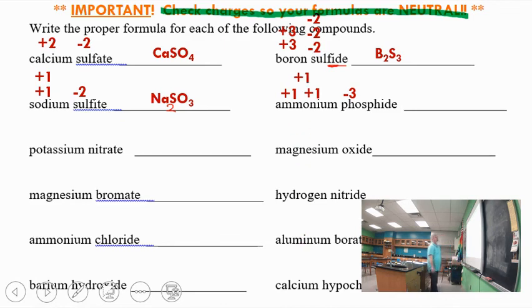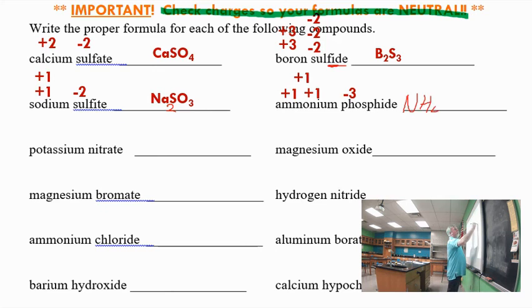Now our charges are balanced. 3 positives, 3 negatives. So we know we need 3 ammoniums. So first off, what I want you to do, you're going to write down the ion. NH4. We need 3 of those. So we have to put parentheses around that ion and then symbolize that we need 3. Phosphide is phosphorus. Symbol's P. How many do we need?